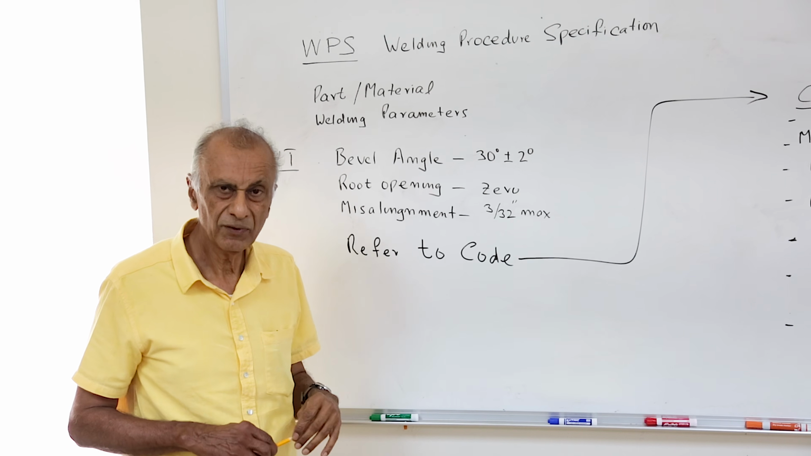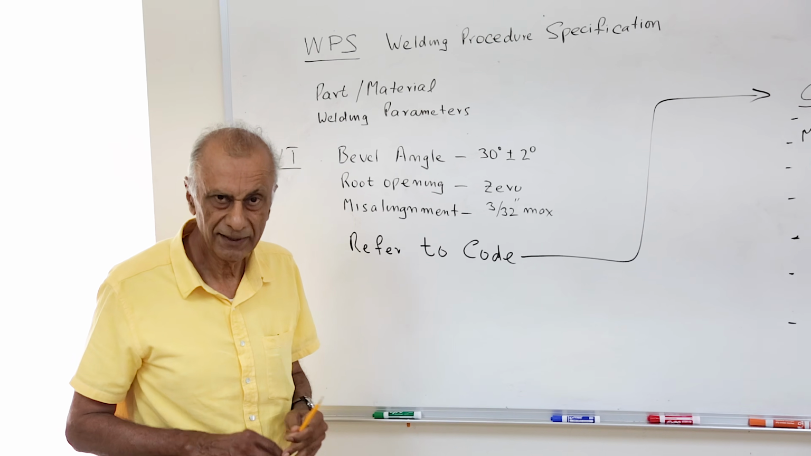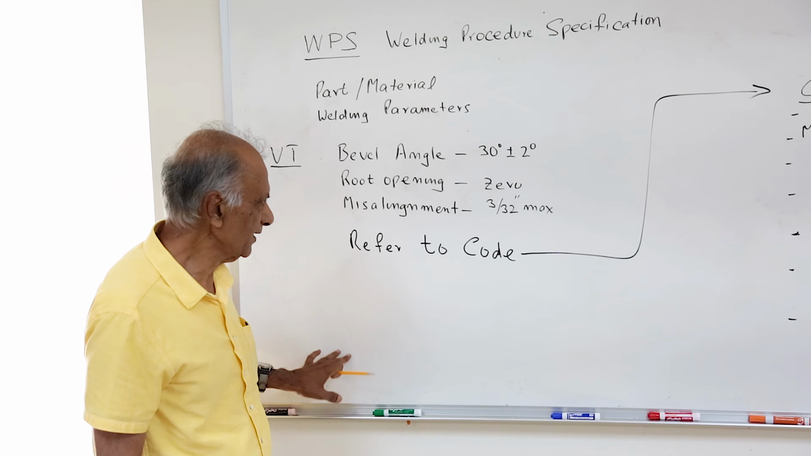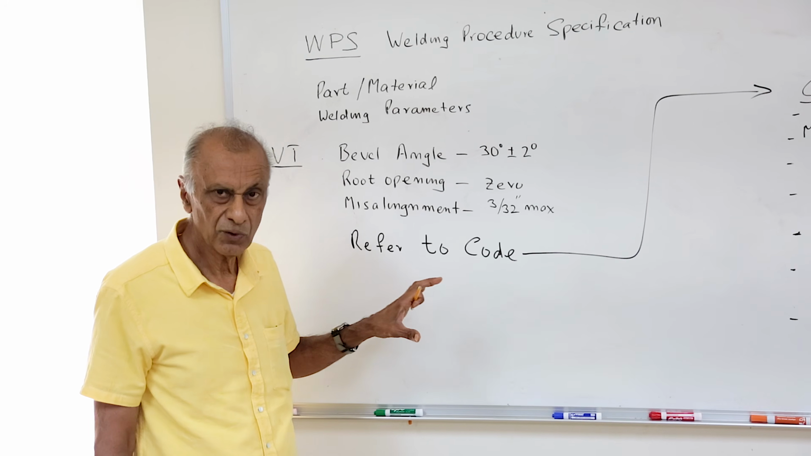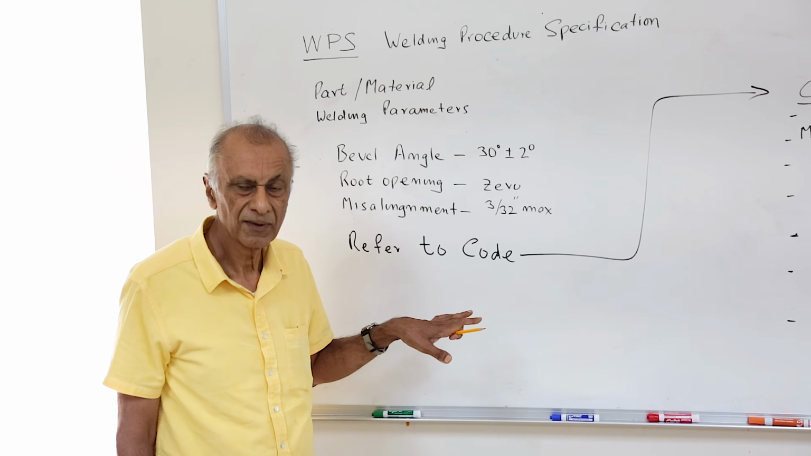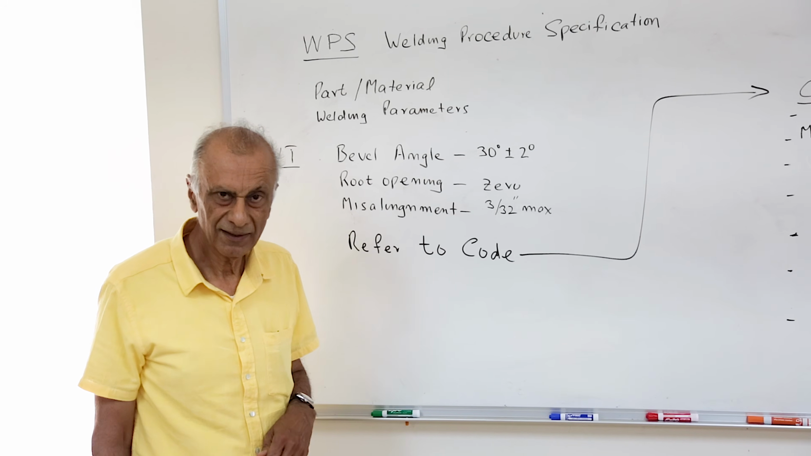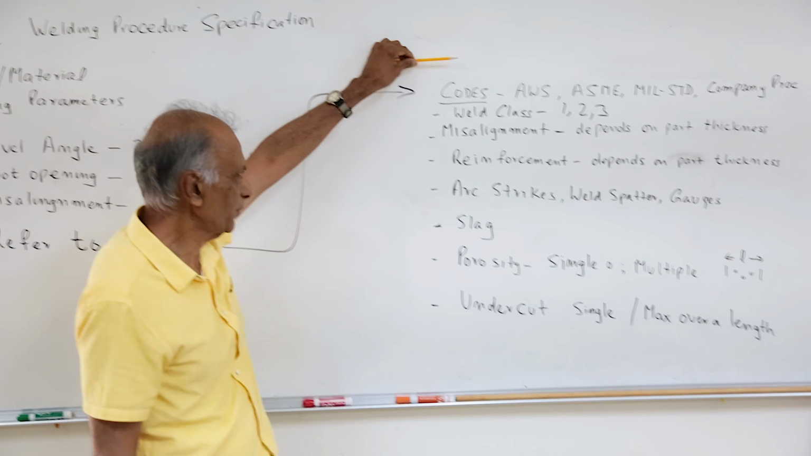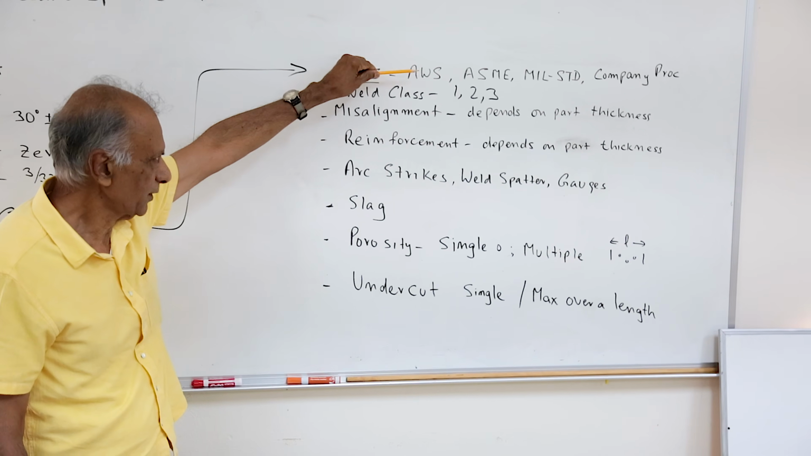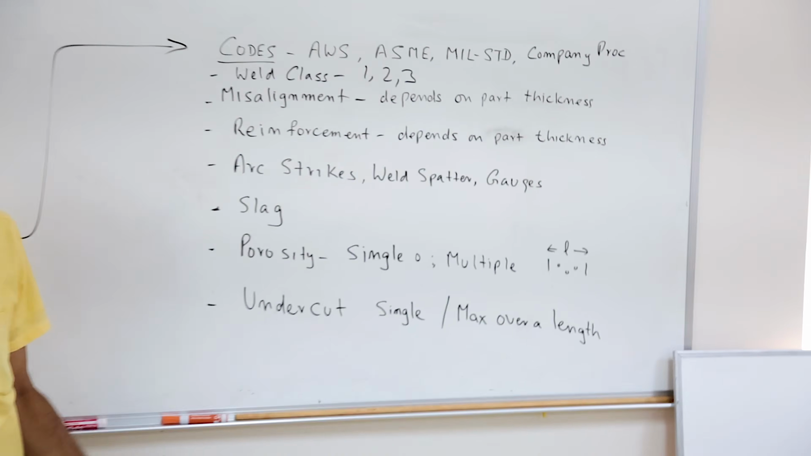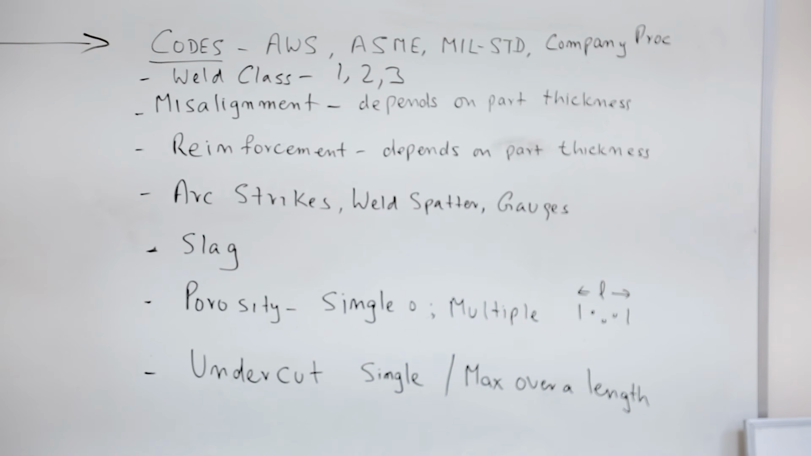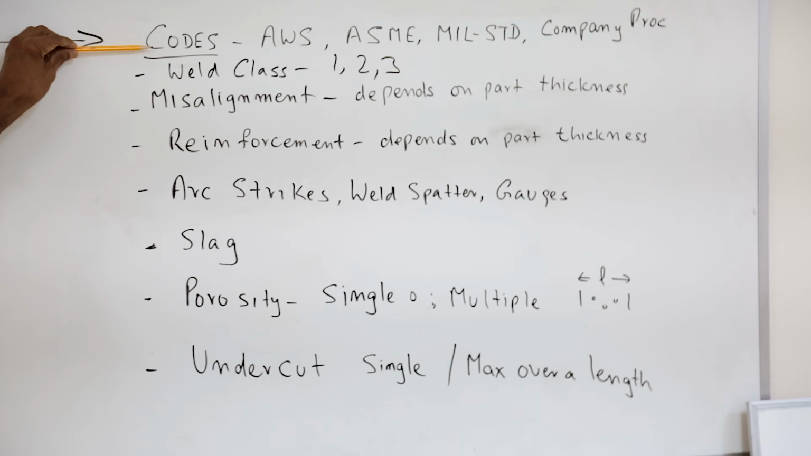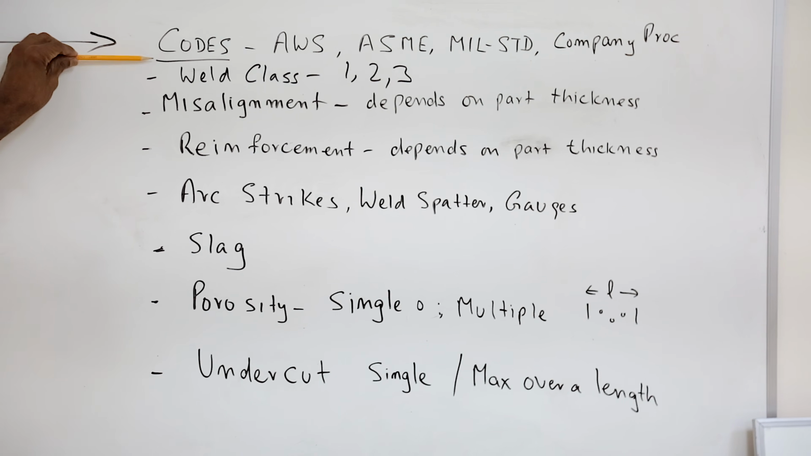Then after the welding, we have to do the VT of the completed welds, and the WPS may have all the acceptance criteria here, or it may just refer to a code or a specification or a procedure where the acceptance criteria is written. So here we go to the codes. For example, it could be AWS code or ASME or a mill standard or a company's procedure or specification. So in that document, it will actually provide you with all the parameters for the acceptance criteria.